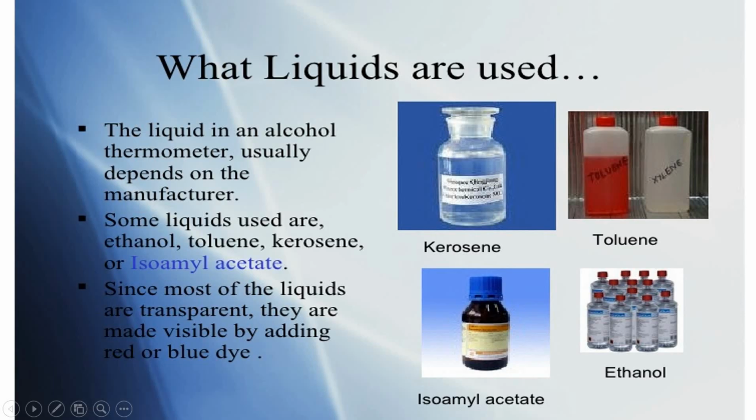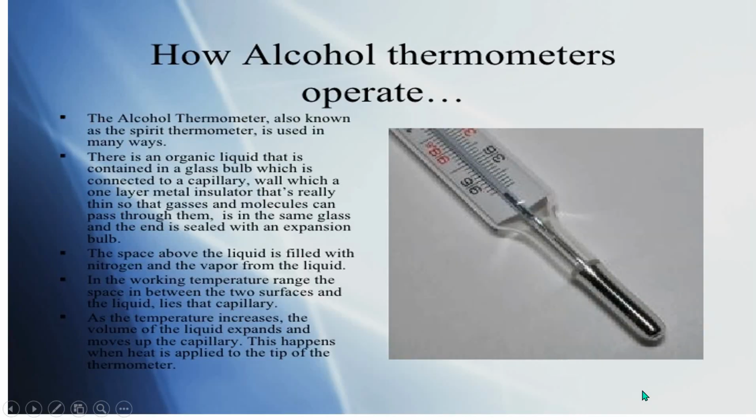And these are the liquids used in thermometers. Mostly the alcohols used in a thermometer depend on the manufacturer. The liquids are ethanol, toluene, kerosene or isoamyl acetate. Since most of the liquids are transparent, they are made visible by adding red or blue color, and these are kerosene, toluene, isoamyl acetate and ethanol. In the thermometer we use alcohol, and such a thermometer is also known as a spirit thermometer, and it is used in many ways.